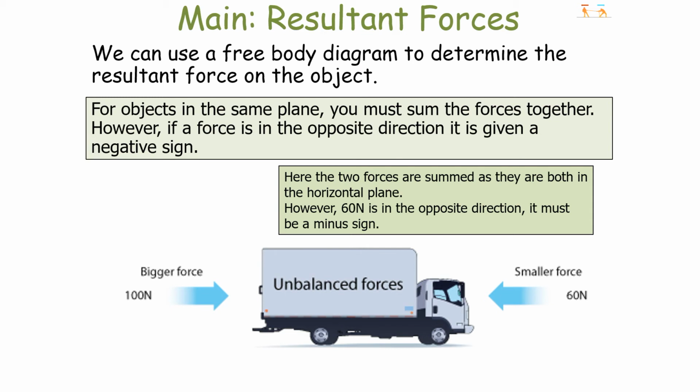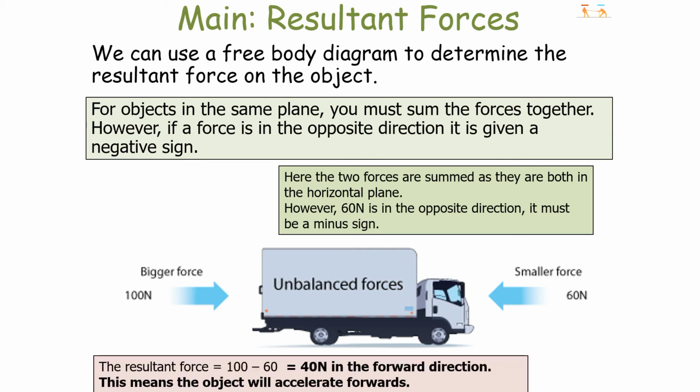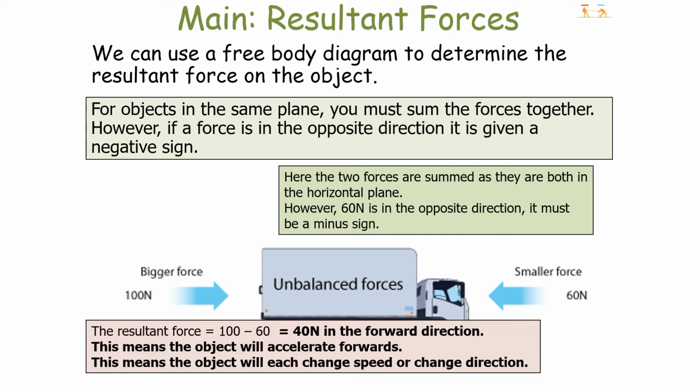Now we can use a free body diagram to determine the resultant force on an object. For objects in the same plane, you must sum the forces together. However, if a force is in the opposite direction, it's given a negative sign. So here the two forces are summed as they're both in the horizontal plane. However, 60 is in the opposite direction, so it must be a minus sign. So the resultant force in this case is 100 minus 60, which is 40 newtons in the forwards direction. This means the object will accelerate forwards, which means it'll change either speed or direction.